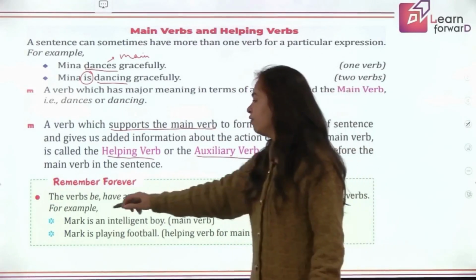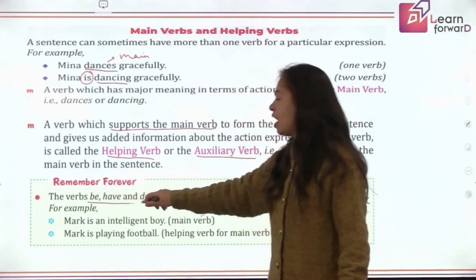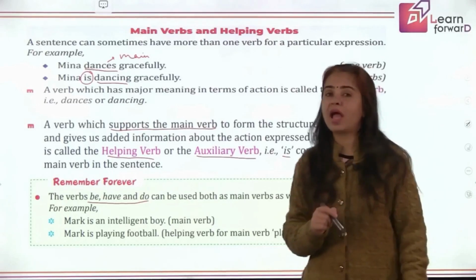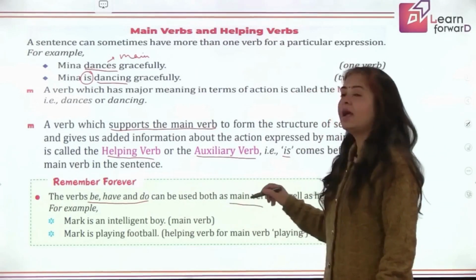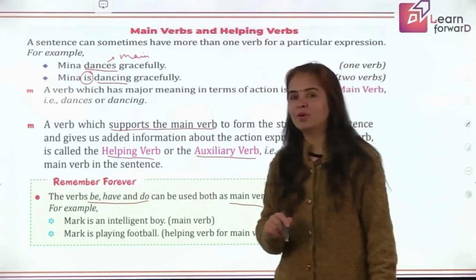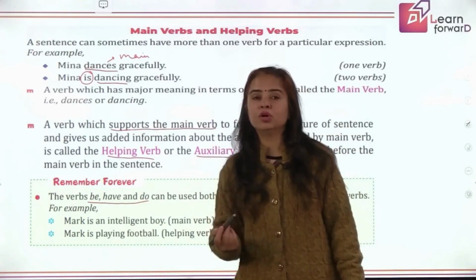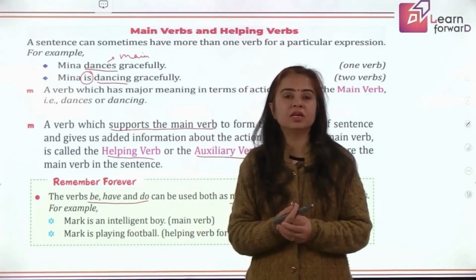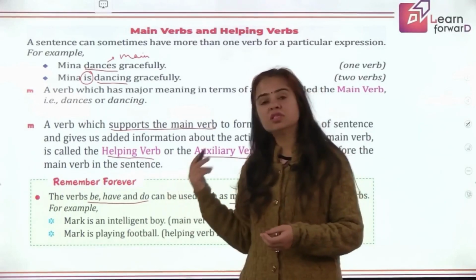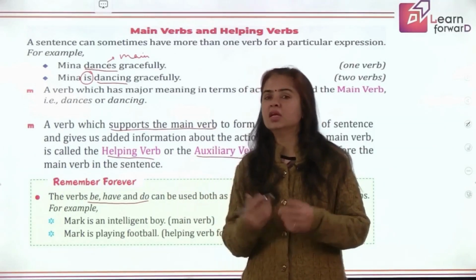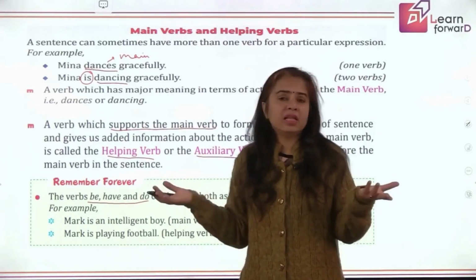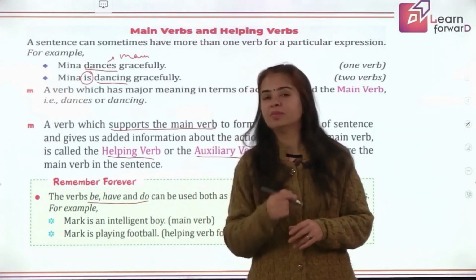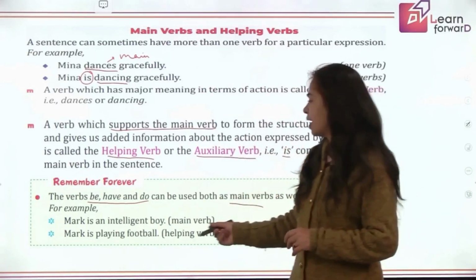Now what you have to remember is be, have, and do. These can be used both as the main verb and as the helping verb also. As I just told you, a helping verb can be there only when the main verb is there. But if these verbs stand alone in the sentence, there is no other verb, then they are not helping any other verb. So they become the main verb. How? Let's see the example here.